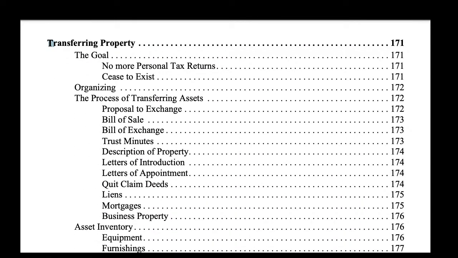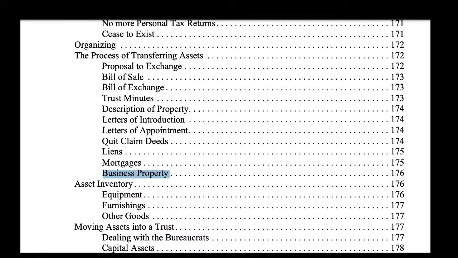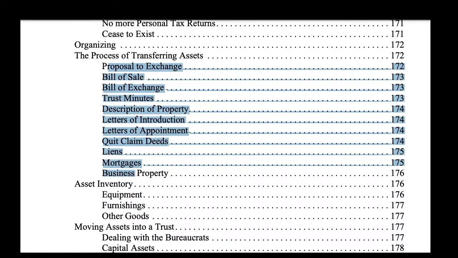Then there's transferring property, the goal. No more personal tax returns. Cease to exist. Organizing the process of transferring assets, the proposal to exchange, bill of sale, bill of exchange, trust minutes, description of property, letters of introduction, letters of appointment, quit claim deeds, liens, mortgages, and business property. So we'll go over the process of transferring all those different assets right there.